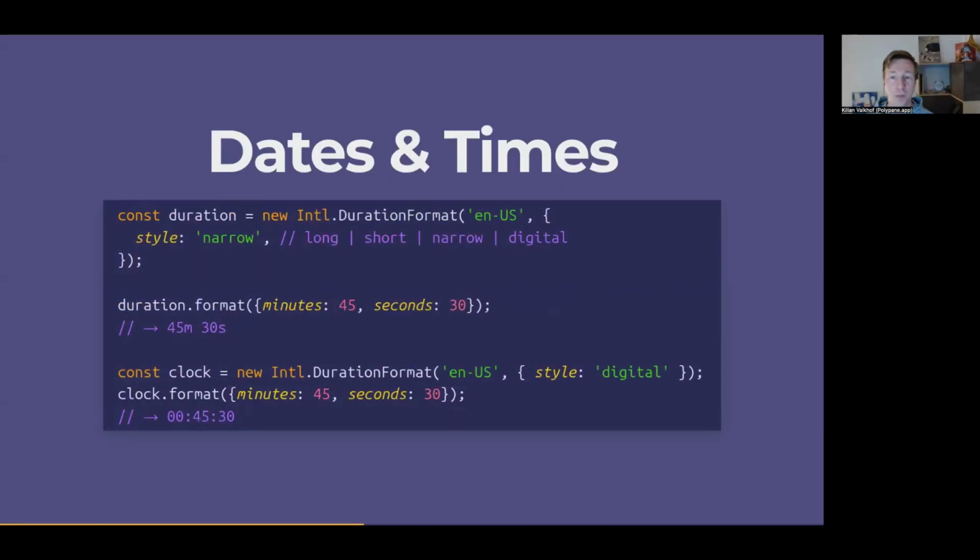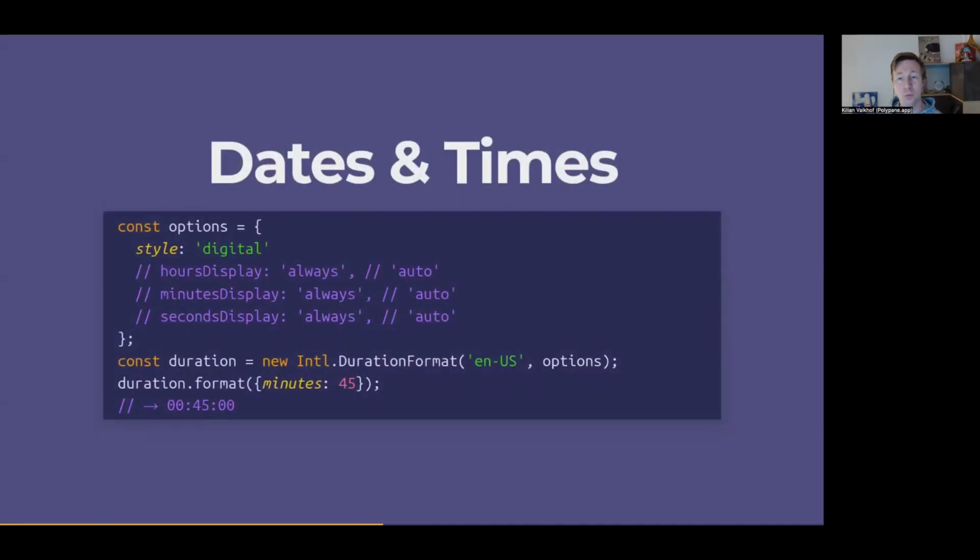Lastly, duration format lets you format time durations. Again, you can call it with a locale and different options, where style is the one that sort of automatically takes care of everything. It lets you choose between long, short, and narrow, and digital. So digital is very useful when you want a digital clock output, like 00:45:30.